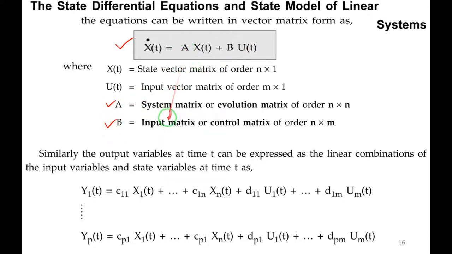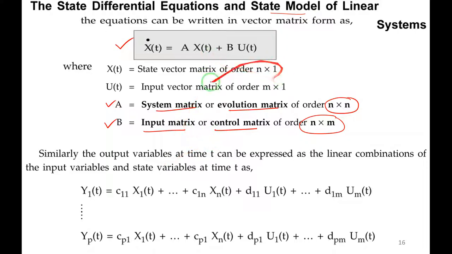A we call the system matrix or evolution matrix. It is of the order n cross n. I will tell you how to remember all these things later. Then B we call the input matrix or control matrix, of order n cross m. How we get this, I will tell you after studying a complete state model. Okay, this is the state equation.